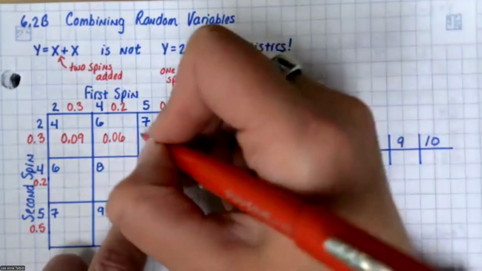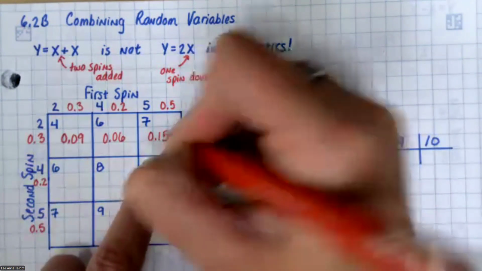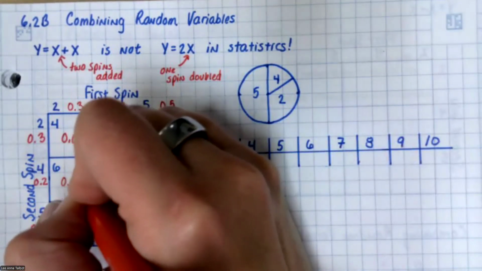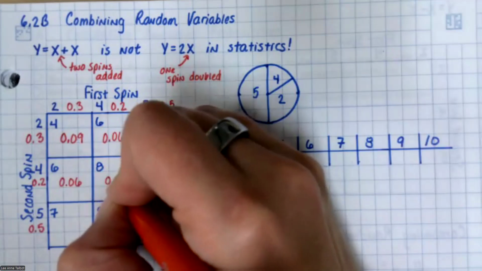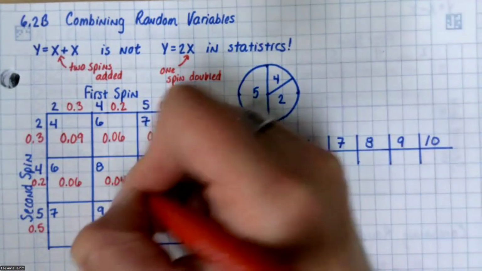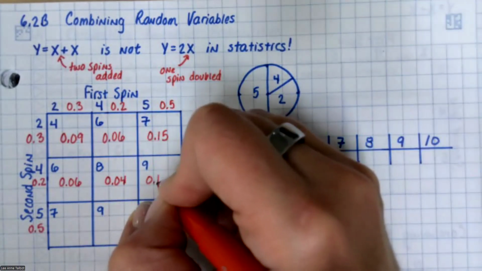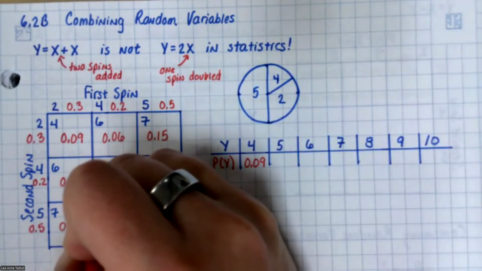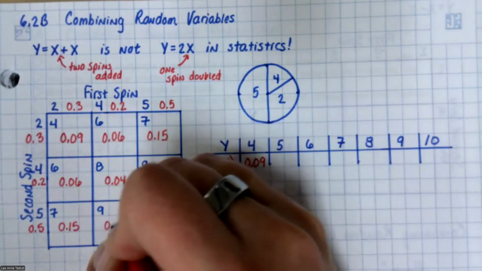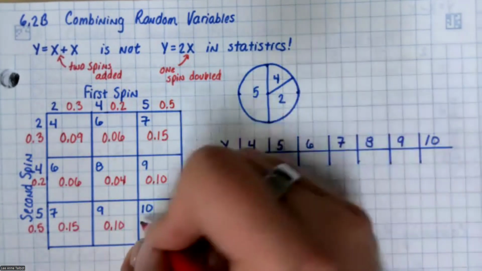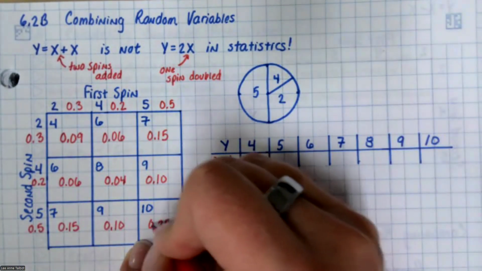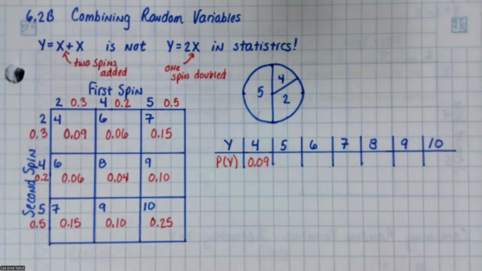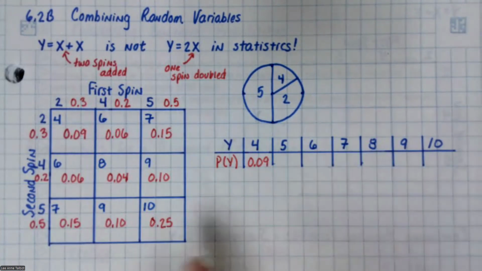0.06, 0.15, 0.06, 0.04, 0.10, 0.15, 0.10, 0.25. Good. Okay, so now we're gonna add all of these in here.